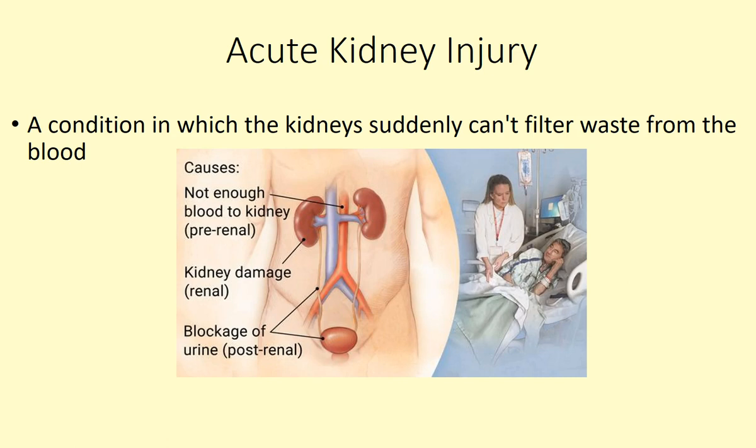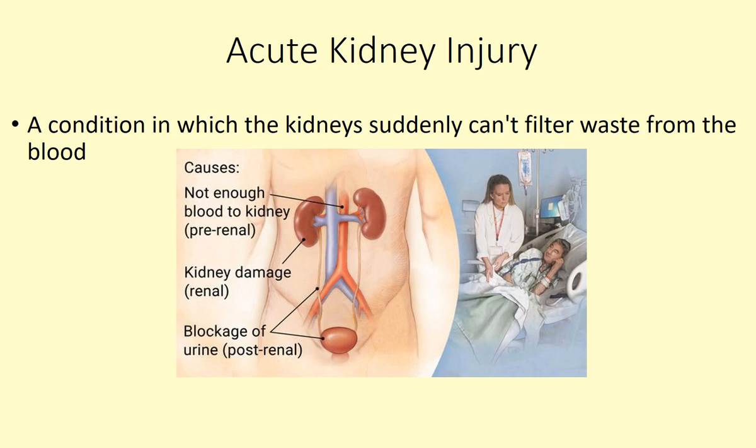All right, so now we're on to acute kidney injury. So out of all those other disease processes, your kidneys are now getting to the point where they just can't do what they were supposed to before. They're tired. So acute kidney injury is a condition in which the kidney suddenly can't filter waste from the blood. So at this point, it's not doing anything. This is a picture of the kidneys themselves.